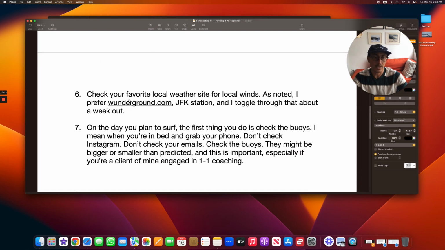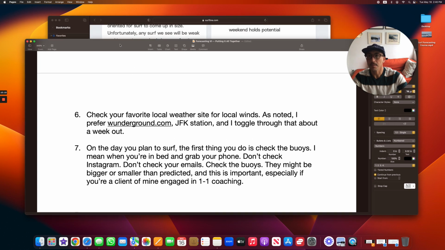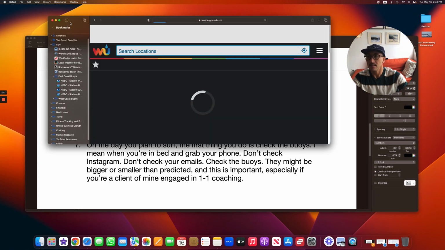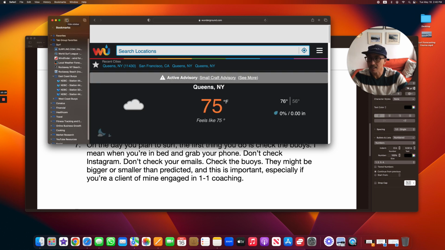Then we go for the local winds just to check again. And all of this takes what? We've been recording for 10 minutes. It doesn't take that long. Great way to procrastinate at work. Go for Queens, New York.